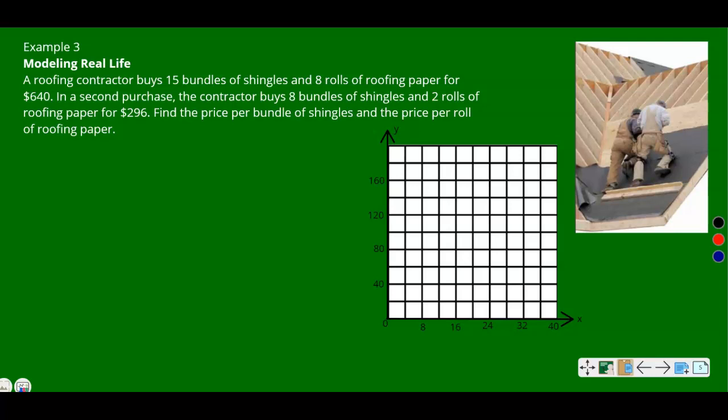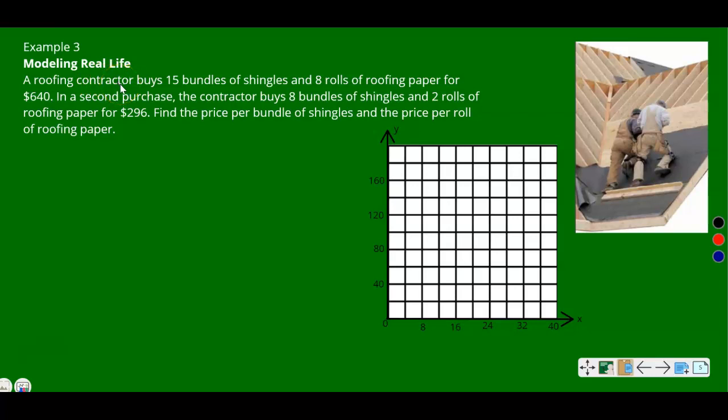Solving systems of linear equations by graphing. We did have a previous video, so if you want to see the first few examples, go back and look at the first video. We're going to start with example 3, modeling real life.